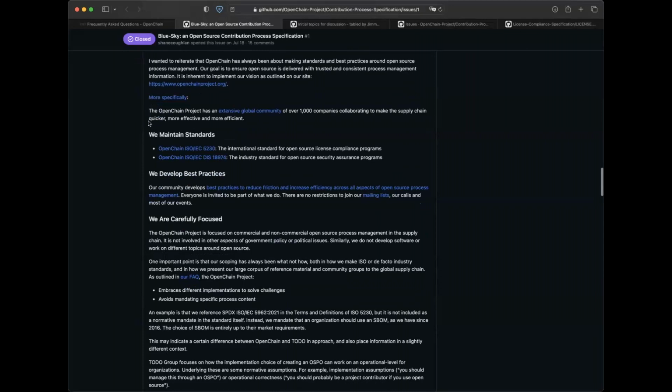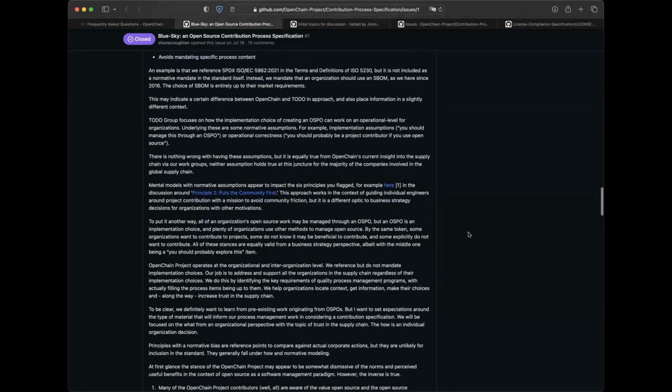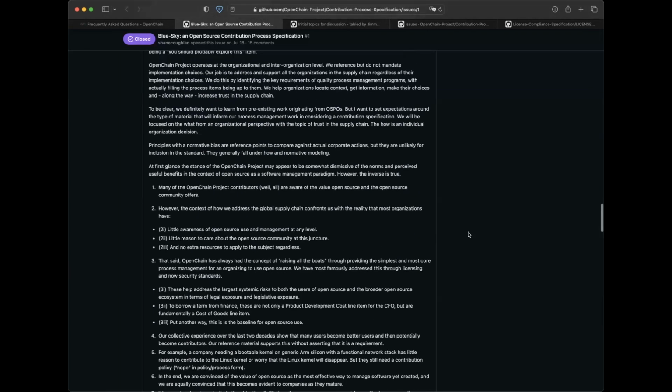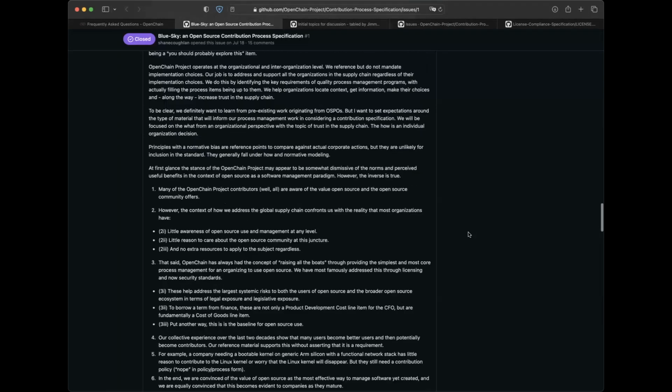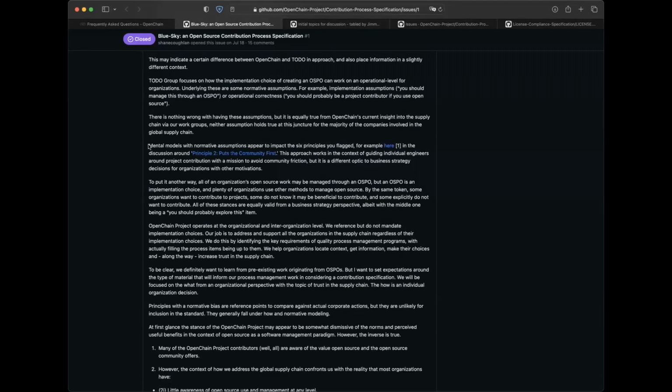And we were talking about how we develop best practices. We're carefully focused, but also very importantly, we are scoped not on how you do something, but what. So when it comes to anything that looks normative, we don't want that. So we can look at information people have, but we have to be very cautious about choosing anything that does look normative. And here we go.